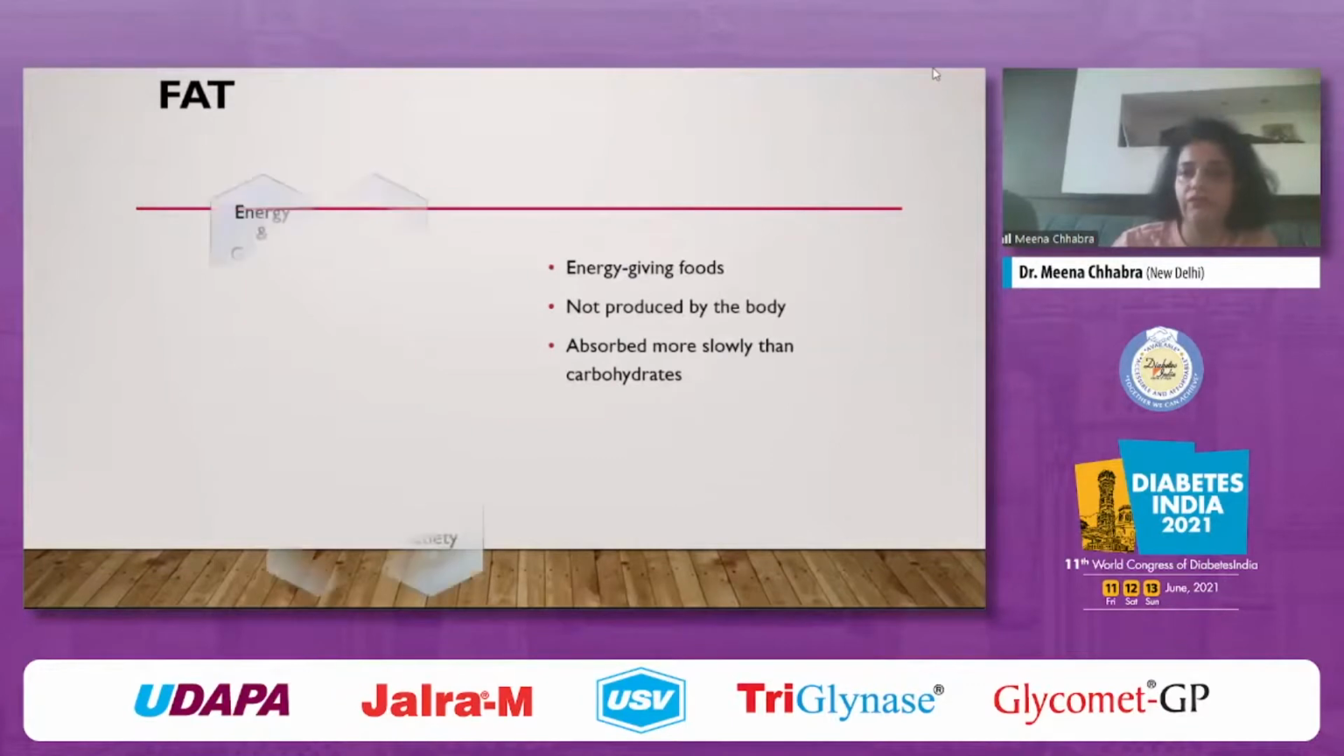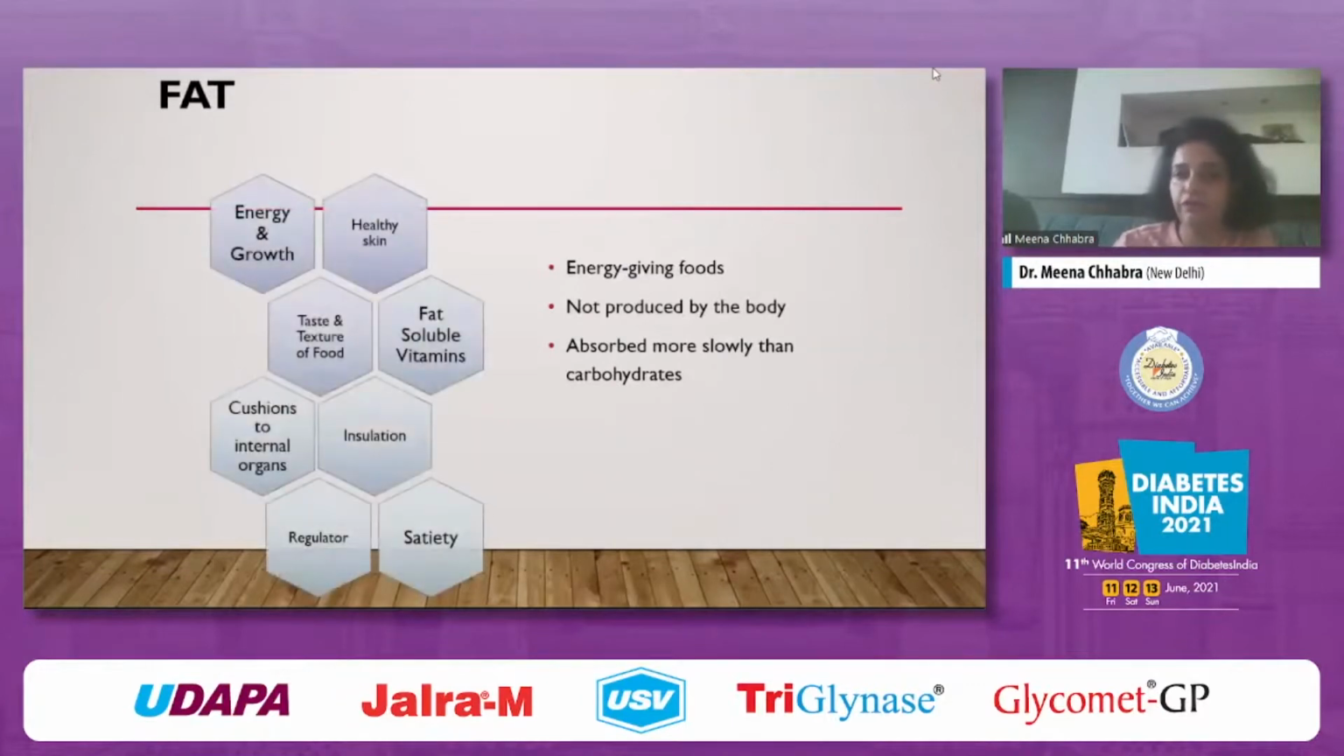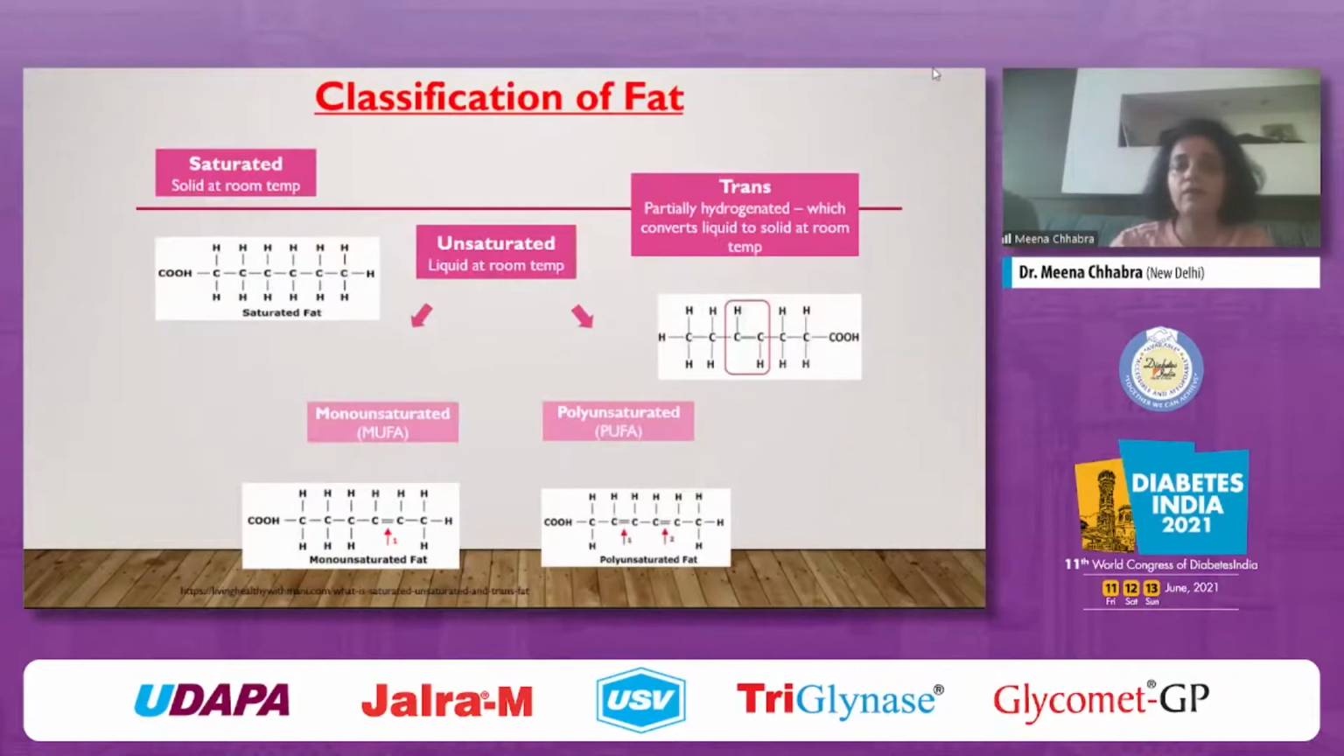Now, we all know that fats are energy giving foods. They're not produced by the body, but our bodies can manufacture fat from nutrients. They are absorbed more slowly than carbs. Now, I would like to talk about the basics for about 1 or 2 minutes. So fats can be saturated, they can be unsaturated, and they can be trans fats. Now, unsaturated fats can be monounsaturated or polyunsaturated, depending on the number of double bonds.